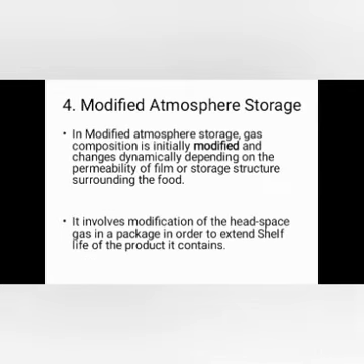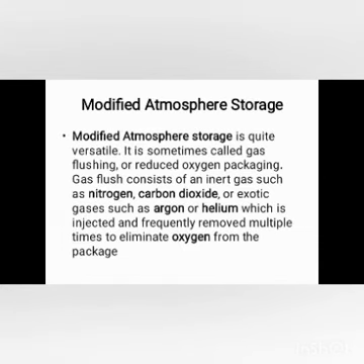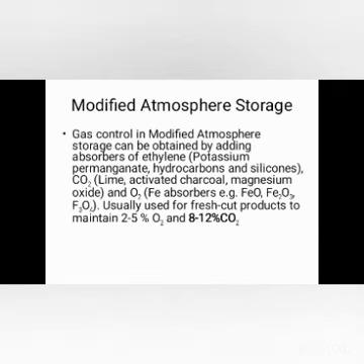Another method amongst these physical preservation methods is the modified atmosphere storage. This modified atmosphere refers to a gas composition that is modified initially and then changes dynamically depending on two factors. Number one, the permeability of the film, and then the storage structure surrounding the produce. There are two types of this modified atmosphere storage. We have the active and the passive.